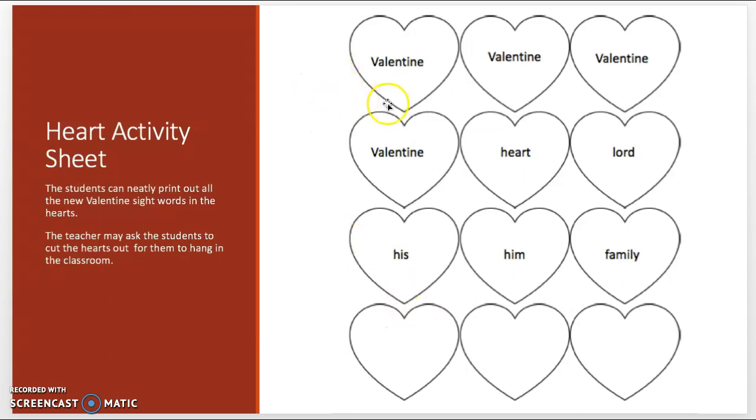So what you would do is you would cut the hearts, but then you would attach string here and here from the bottom of the heart to the top of the heart, following all the hearts down, and you would hang them in the classroom so the students can see, oh, it's Valentine's Day, we've colored the heart if chosen, we've written out the word Valentine, we've written out the word heart, Lord, his, him, and family, and now they're all hanging in the classroom.